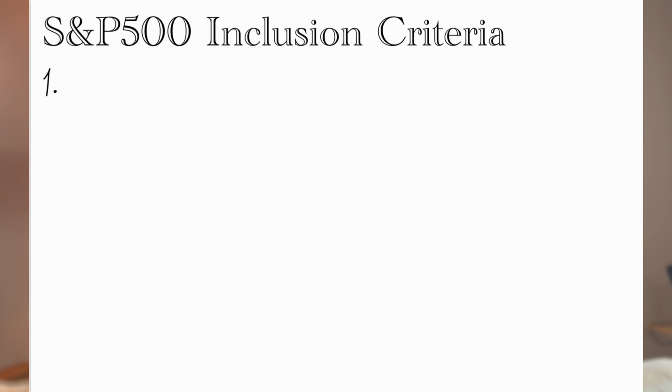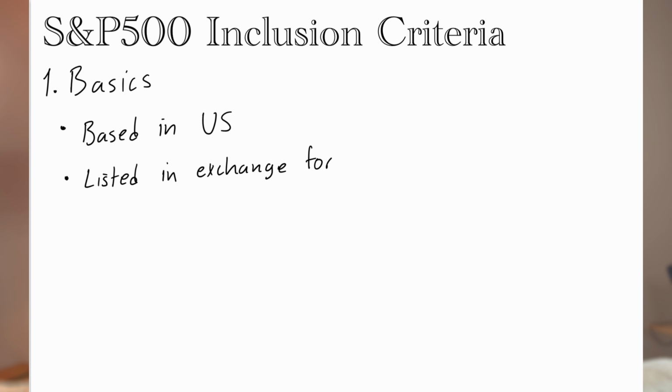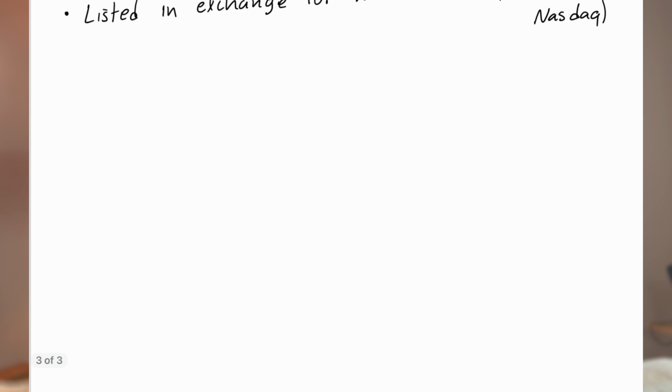A lot of people think that the S&P 500 simply tracks the 500 largest companies in the US, but that's not exactly the case. Getting into the S&P 500 is more like passing a rigorous application process, and even passing it does not guarantee that you get in. First, the basics. The company must be based in the US. It has to be listed for at least 12 months in an eligible exchange, such as the New York Stock Exchange or the Nasdaq. This ensures that the prices represent real trading history, not just IPO volatility.